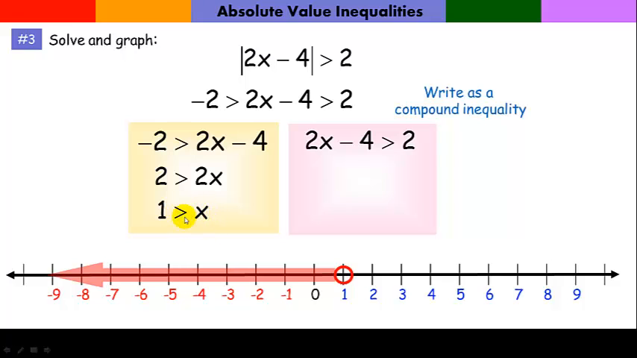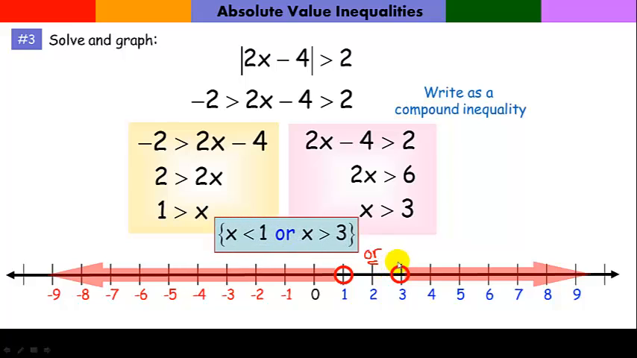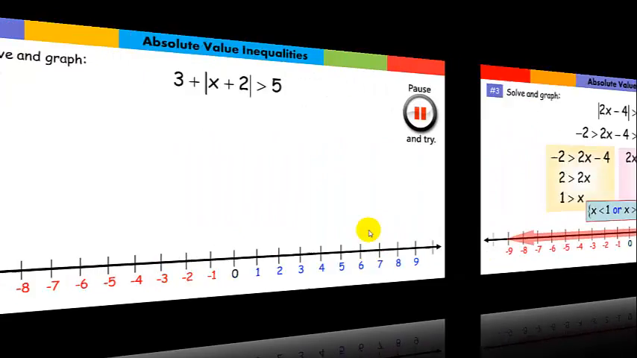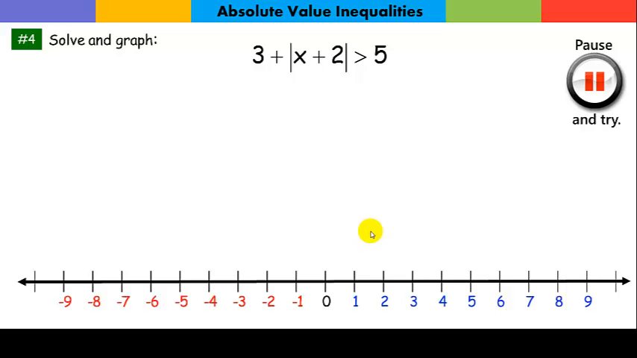X's are less than 1. So I graph it. And x is greater than 3. I graph it. This, of course, is an OR. And I have this as my solution set. Okay. Try that one.